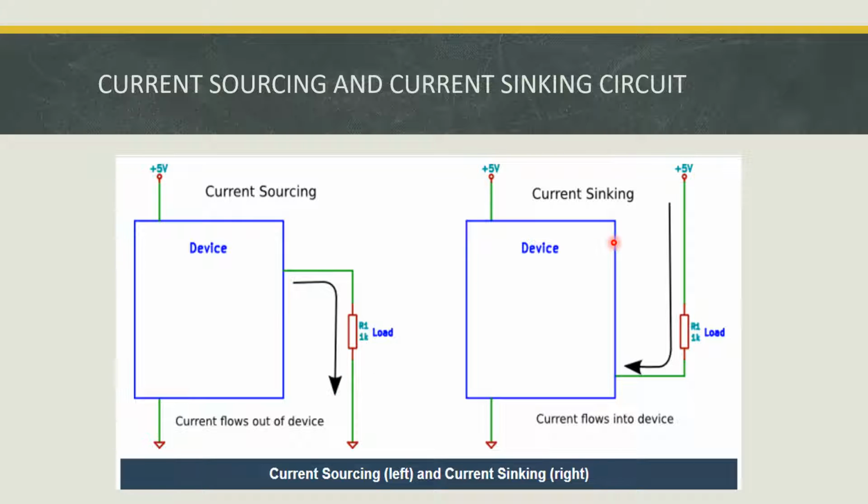This one is the current sinking circuit. When a load is connected to a device so that the current flows from the power supply through the load and into the device, then the configuration is said to be current sinking. An example of current sinking is when a series resistor and LED is connected between power and the microcontroller pin. When the microcontroller pin is switched high, the current to the load is switched off. When the microcontroller switches the pin low, current flows through the load.